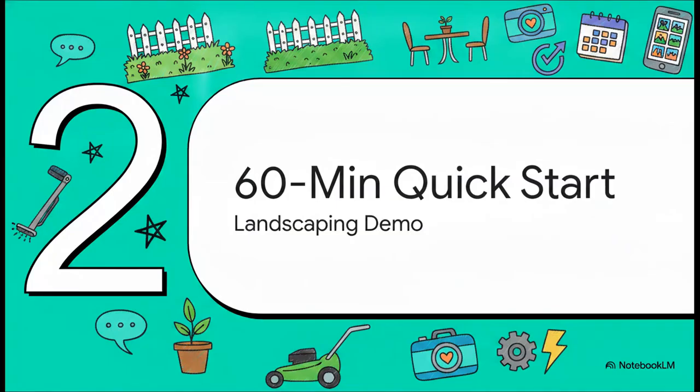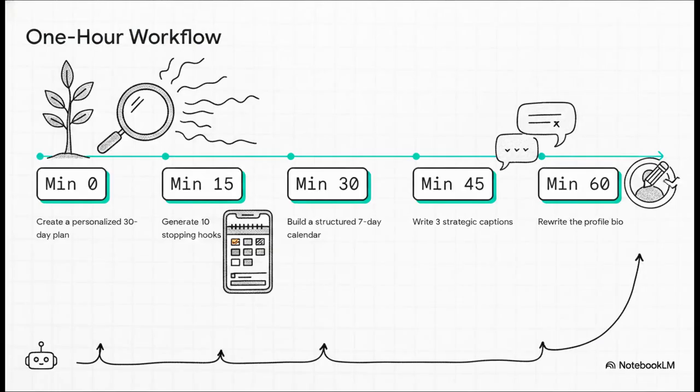Section 2. The 60-minute quick start, local landscaping demo. Let's move on and see how this builds using a concrete example. The source provides this great running example of a local landscaping business. Now these guys, they have amazing photos of lawns and patios, right? But they've just been posting randomly, maybe once a week, with zero strategy. So look at how this 60-minute workflow actually maps out for them.